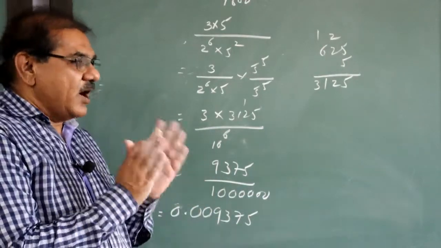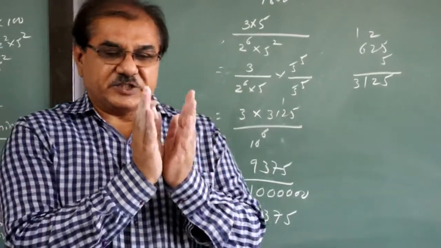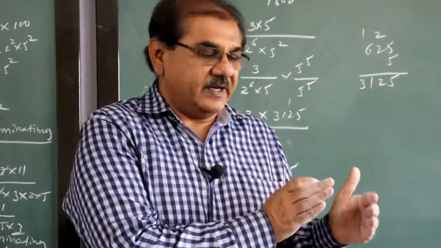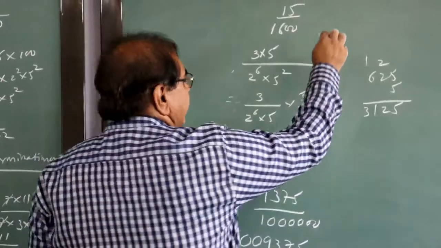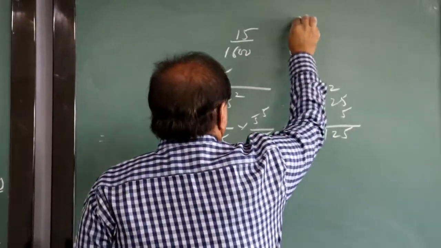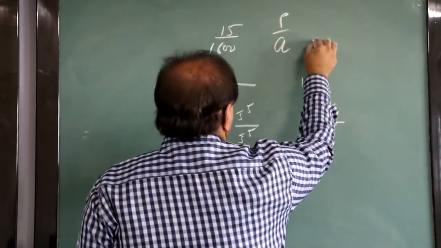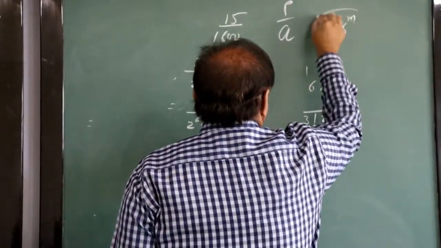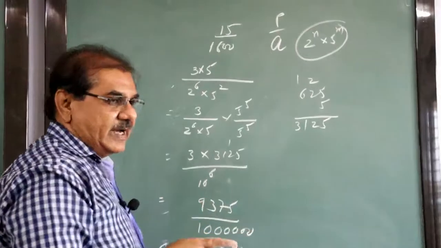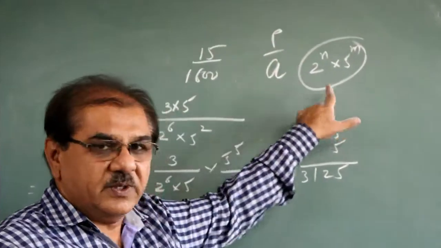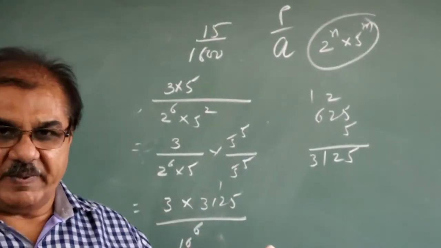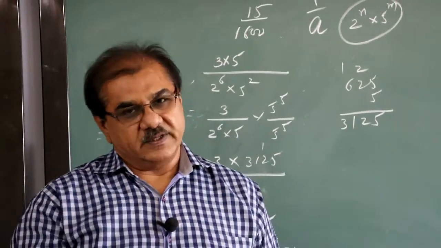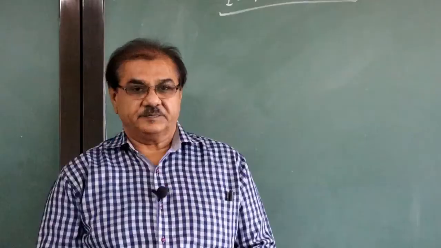Okay. So how to check whether the given fraction is terminating or non-terminating, repeating? You have to check the rule: the prime factorization of q in p upon q. If it is in the form of 2 raised to n multiplied by 5 raised to m, it is terminating, and if it is not so, then it is non-terminating, repeating. Okay. So thank you very much. That's all for today. Thank you.